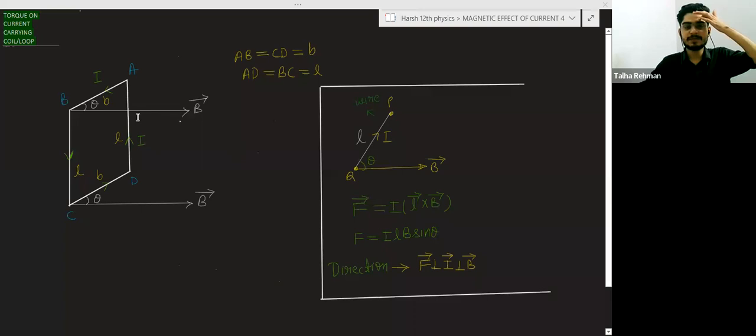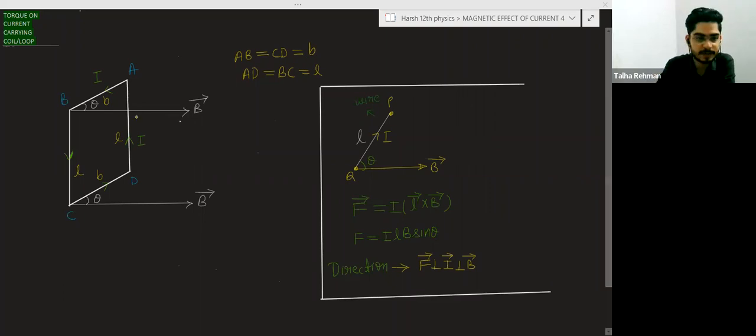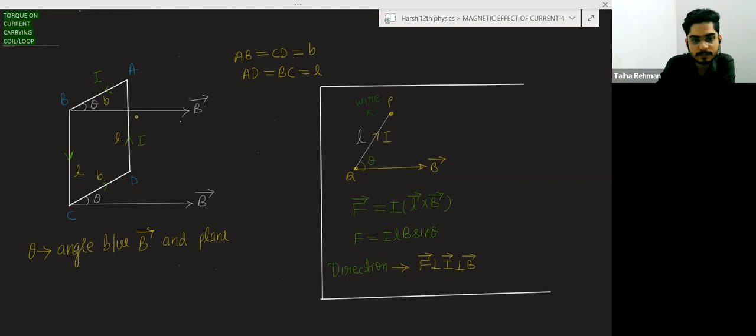So theta is the angle between the magnetic field and the plane of the coil. I am writing here: angle between the magnetic field and plane of coil.